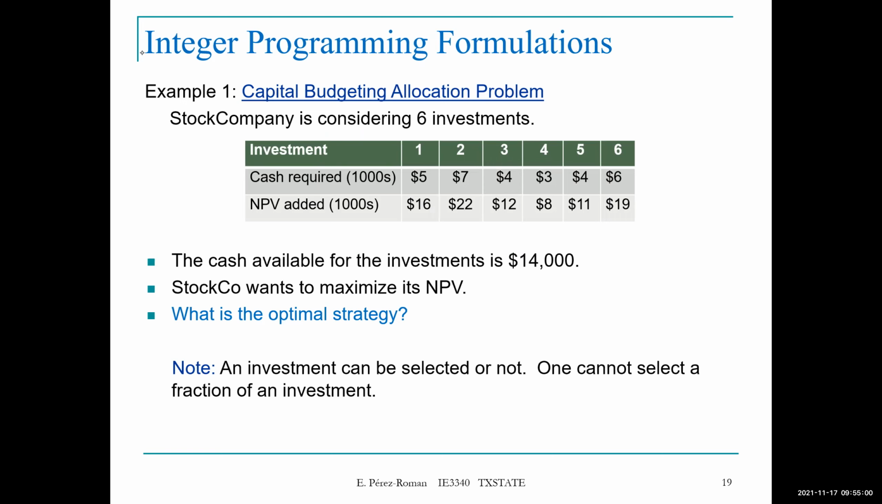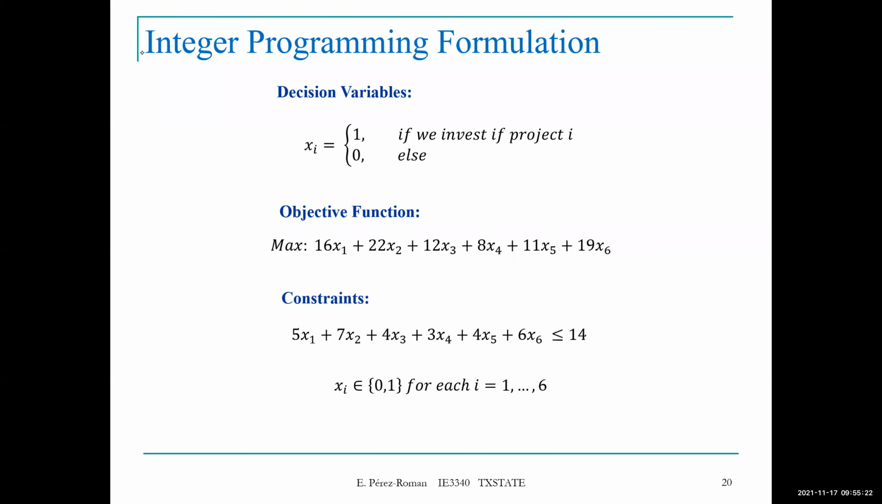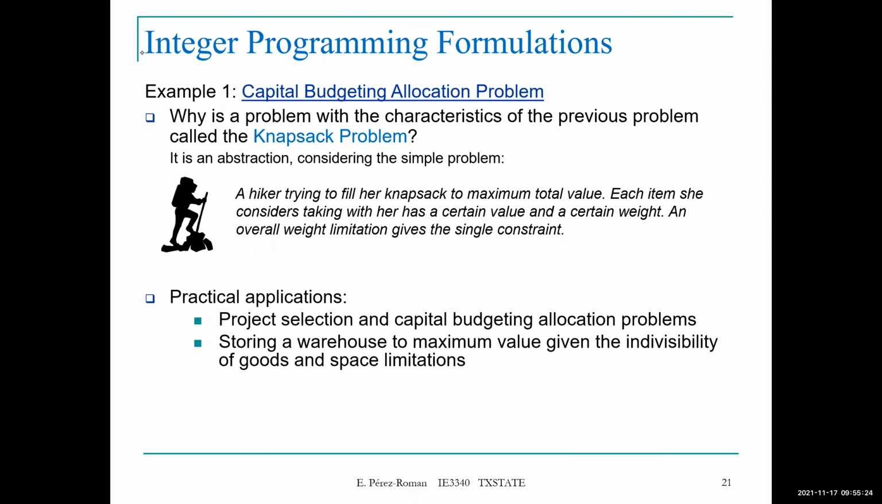So the cash required, these are the coefficients that are used in the constraint, and these are the coefficients that are used in the objective function. And then the constraint right-hand side is this amount, the amount of capacity in terms of budget that you have available. So this type of problem, the example one, is called the capital budgeting allocation problem.